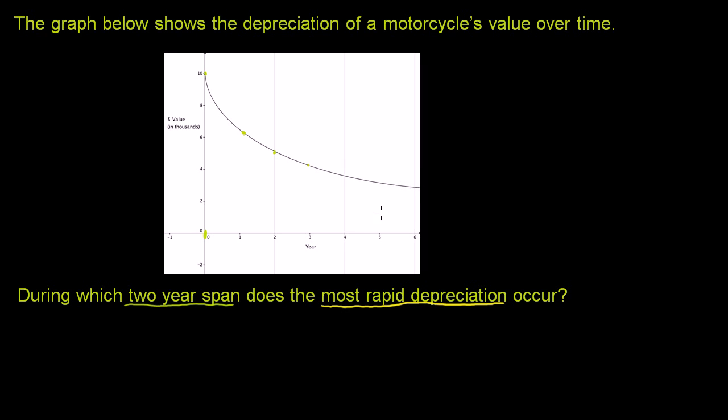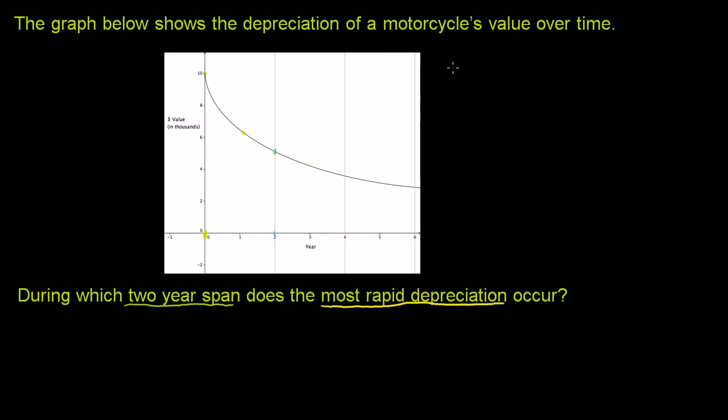So if you just eyeballed it, you would say the most rapid depreciation is occurring over the first 2 years, from 0 to 2 years, because you can see the curve is getting less and less steep the entire time, but it's most steep over those first 2 years. Now, if you didn't want to just eyeball it and really verify that it loses the most value over the first 2 years than any other 2-year period, let's actually calculate it.